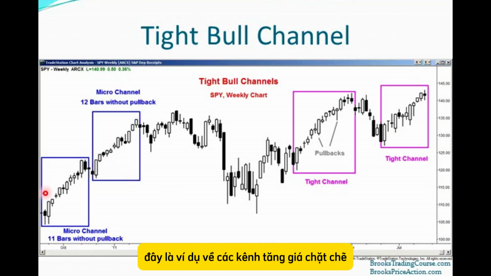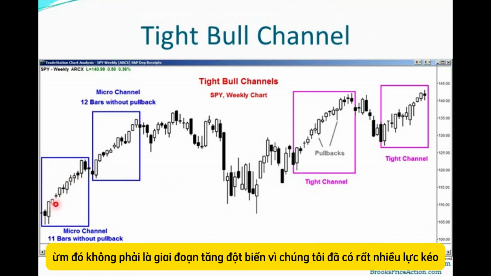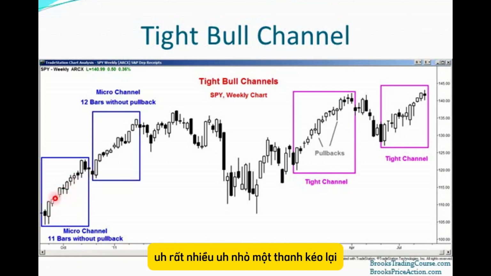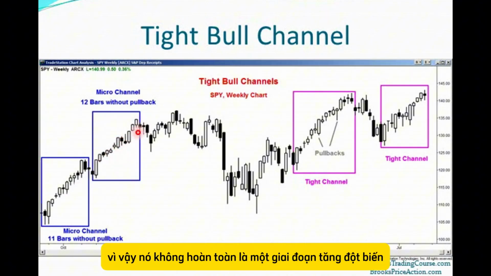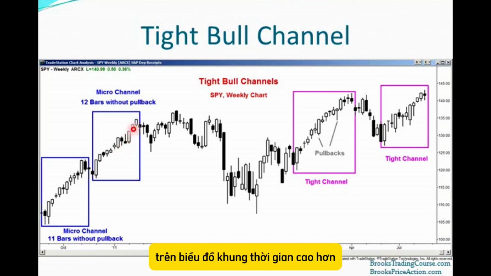Here's examples of tight bull channels. It's not a spike phase because we got a lot of small one-bar pullbacks. A doji bar here, a bear bar here, a couple of bear bars here. So it's not quite a spike phase. On a higher time frame chart, it would be a single bull trend bar or 2 or 3 bull trend bars on a 15-minute or 60-minute chart.